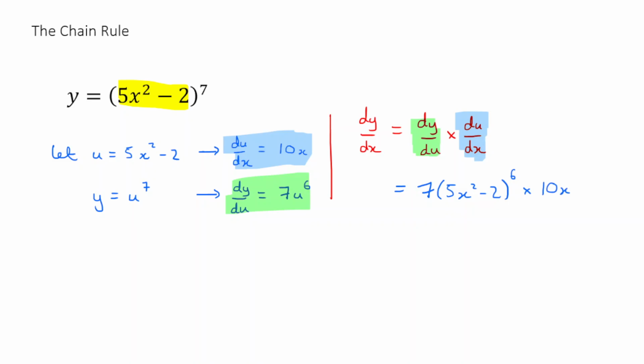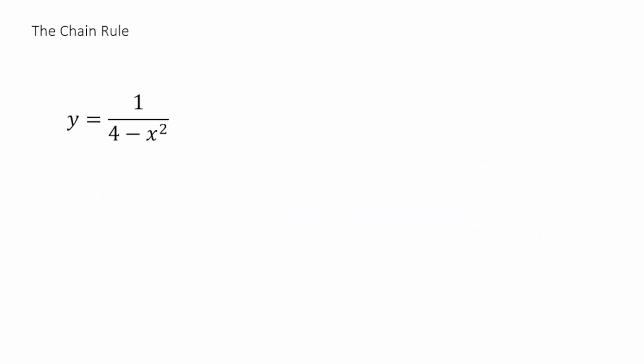So if I simplify this all through, what am I going to get? I'm going to get 70x(5x squared minus 2) to the power of 6. Right? And that's my answer there. Okay, well, let's do a couple more. Let's have a look at this particular one.